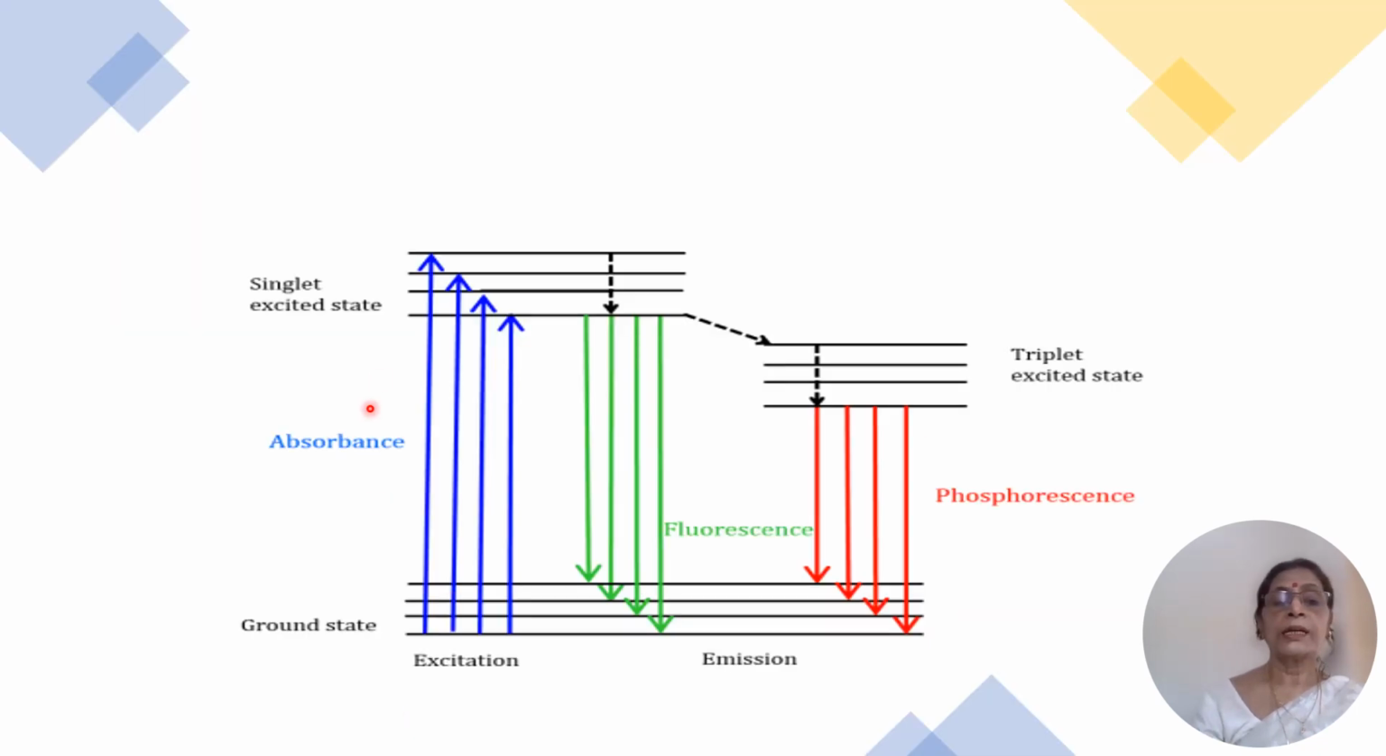When the excited electron returns to the ground state, it produces either fluorescence or phosphorescence. The difference is fluorescence is produced by the electron when it is in the singlet excited state, and phosphorescence is produced when the electron from the triplet excited state returns to the ground state.